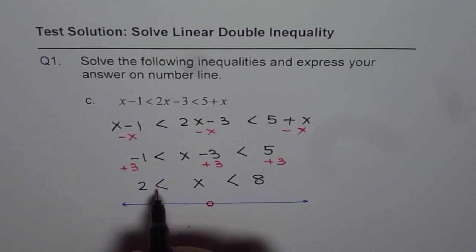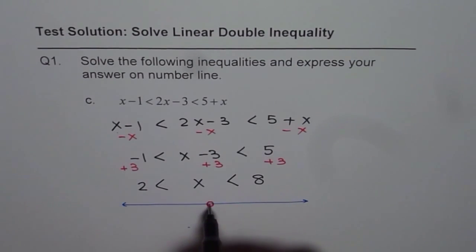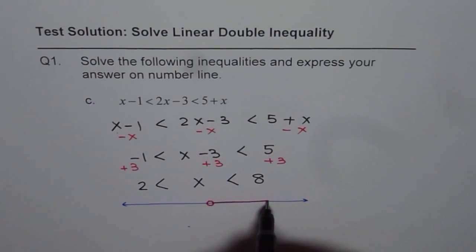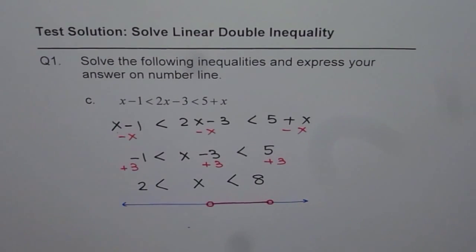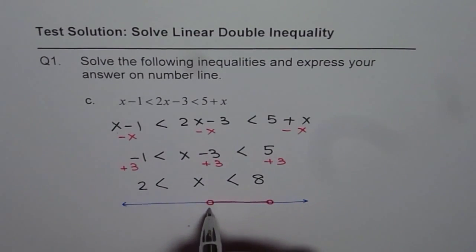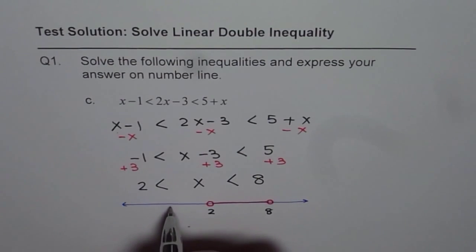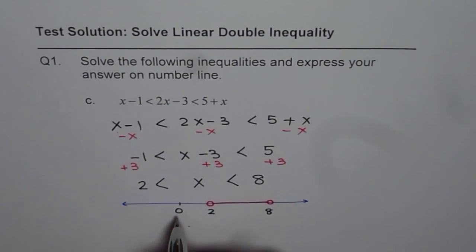not equal to means hollow, right? So we have an unfilled circle here and another one there, correct? And as you know, these 2 points for us are 2 and 8. So 0 is somewhere. Let us say 0 is here. 0 is not part of our solution, correct?